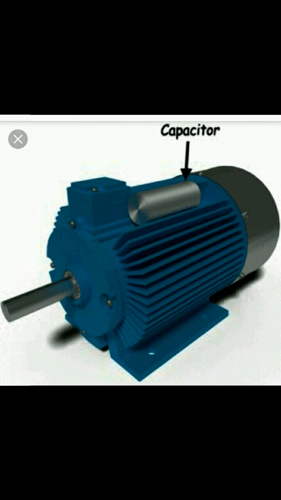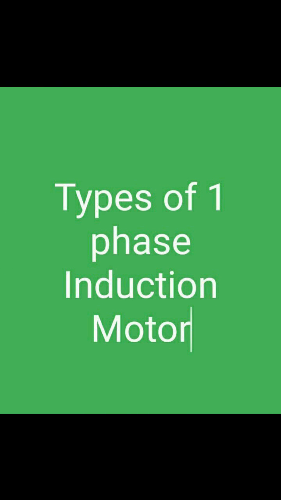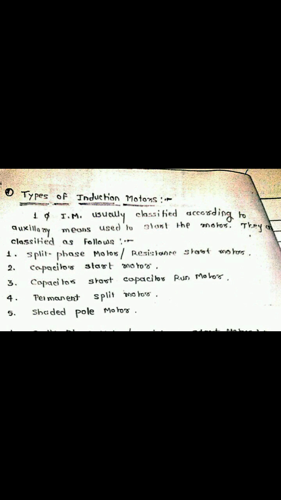Today we are dealing with one of the important topics of the single phase induction motor, that is the different types of induction motor. Depending upon the starting of the induction motor, the types are classified as split phase induction motor, capacitor start motor, capacitor start capacitor run motor, permanent split motor and shaded pole motor. Today we are dealing with the fourth type of motor. The name itself indicates that it is the permanent split motor.